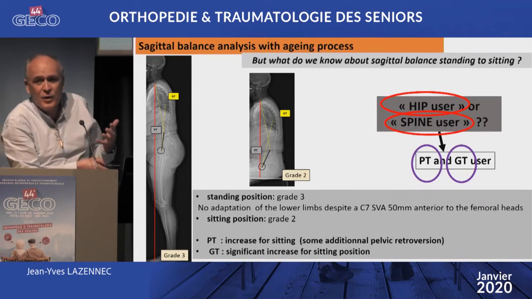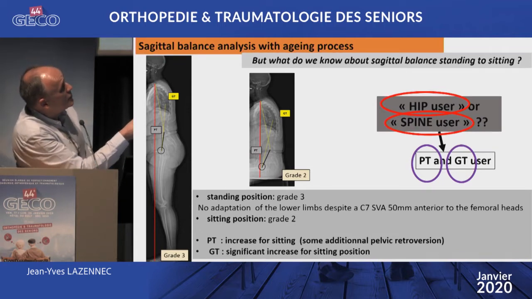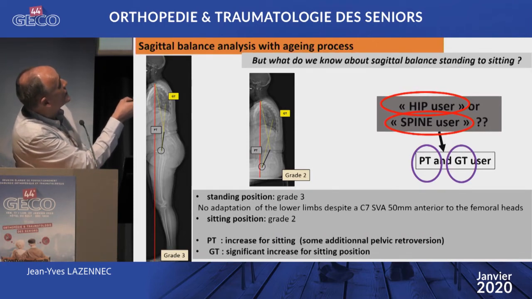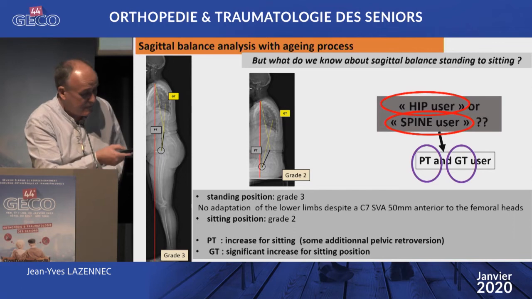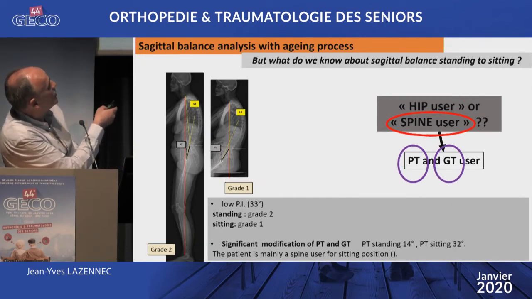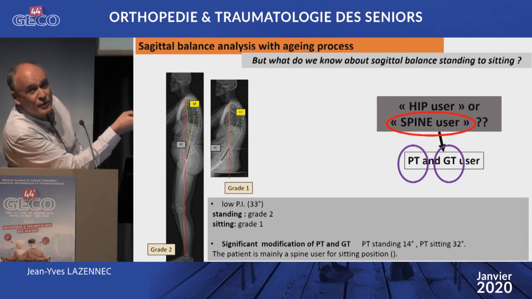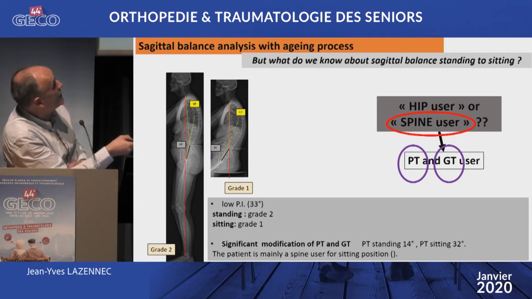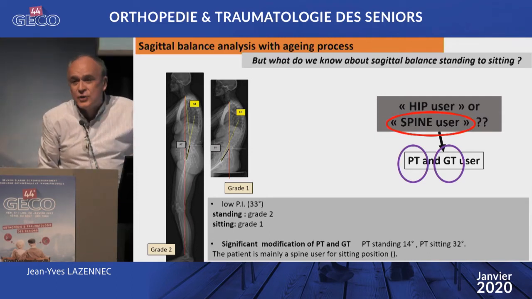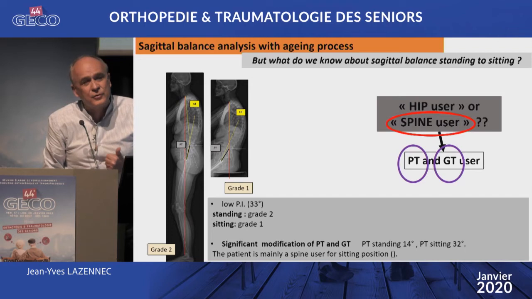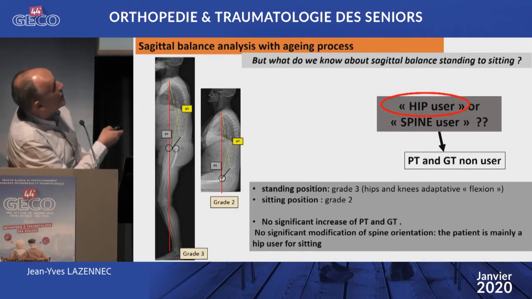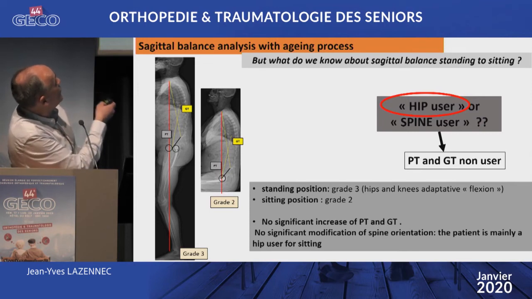Now, this one is a favorable case, using the hip and the spine with a pelvic tilt, and the GT angle also in the upper part of the spine has changed. And another example where we can definitely see that he's not using his hip to sit down and compensates with a tilt of the spine. If I go for a spine arthrodesis, I will probably have a disaster.